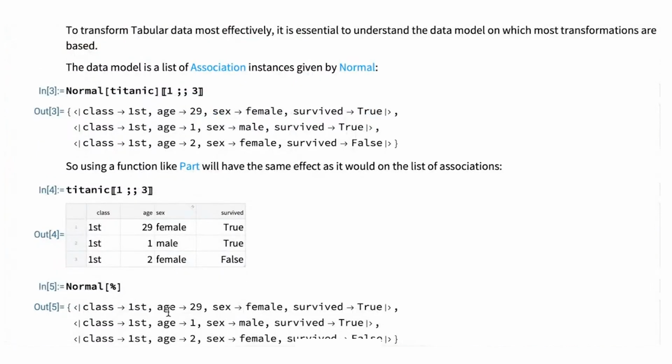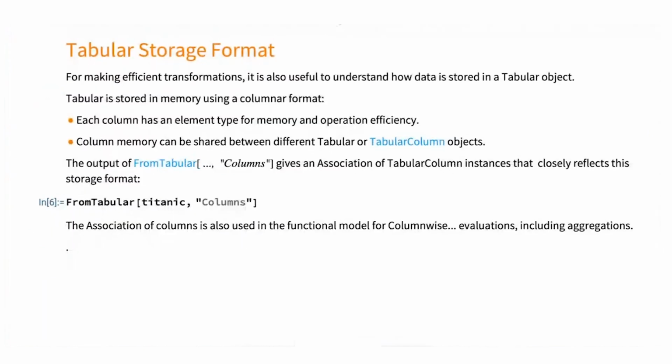And so when you think of the basic transformations, think of this model. Think of working on a list of associations. And I think if you have that model, it will be a lot easier to understand how the transformations work.